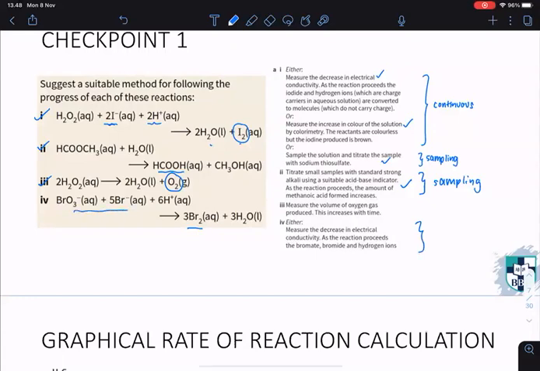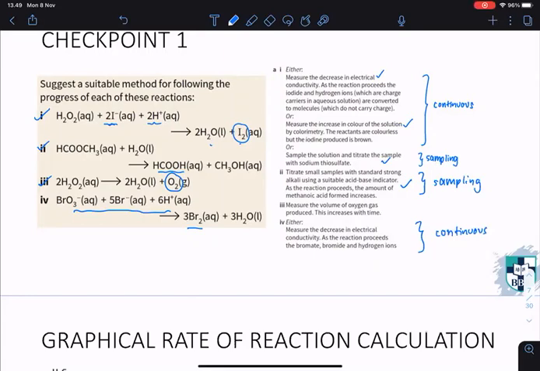Here you can see that they have a lot of ions, and there are no ions in the product, so it means there is going to be a decrease in electrical conductivity. You can also do that. So many things that you can do so that you can monitor the progress. But make sure, based on whatever method that you choose, you can identify whether it is continuous or sampling. In this case, if it is electrical conductivity, automatically this is going to be continuous. So all this, you need to know.